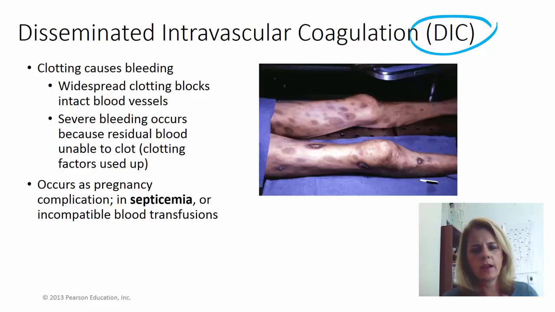And what happens is you have a lot of bleeding, and so you've kind of used up all your factors. So something's causing bleeding, and you've tried to clot it, but you've used up your factors, and you continue to bleed, and so you get this widespread bruising.